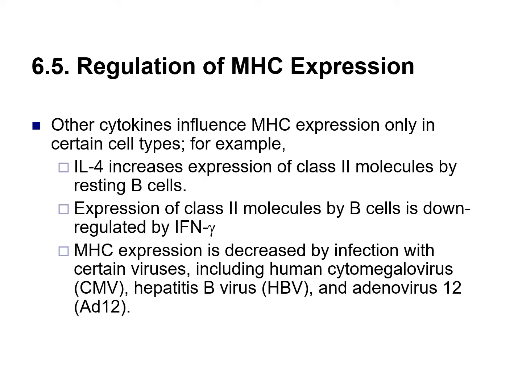So there are also other cytokines that can help in the expression of this molecule. For example, interleukin-4, what do? They allow class II molecules in the resting B cells. Okay, another one, B cells can also have these class II molecules, okay, regulated by interferon gamma, down-regulated by interferon gamma. And another one is expression of, okay, the expression of this molecule is decreased in the presence of certain infections like CMV, hepatitis B, and adenovirus type 12.